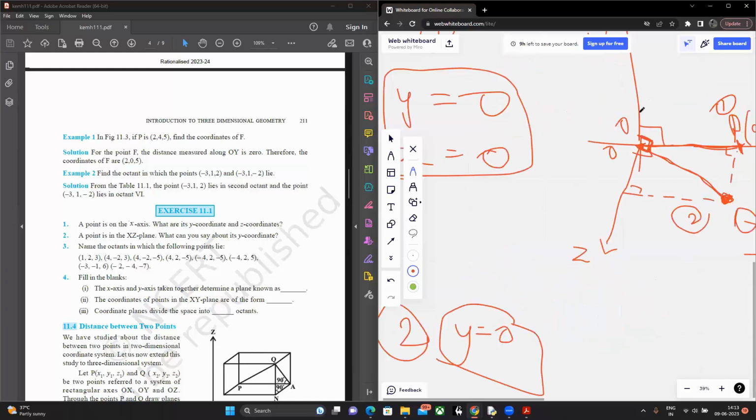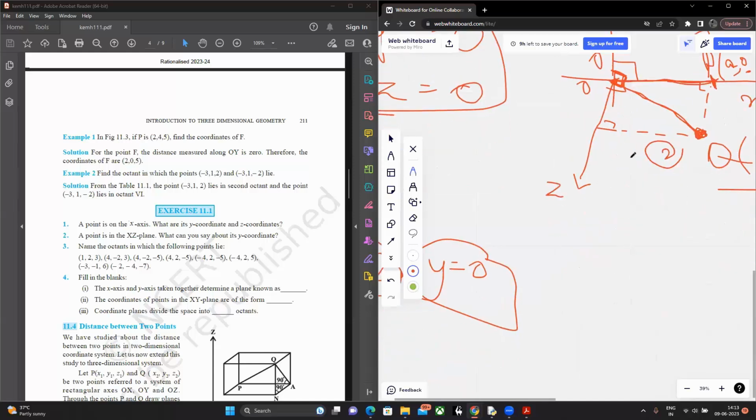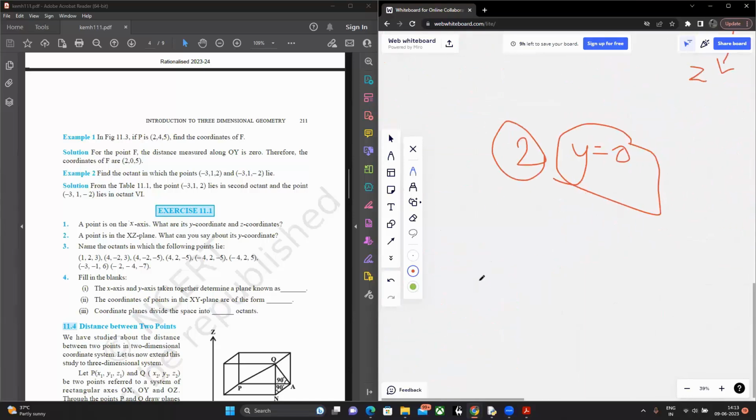Or if you want, you can just draw this kind of figure out where the perpendicular is going to intersect, and find out the coordinates of that point. With that, you get the y coordinate or the z coordinate or the x coordinate respectively, according to which axis you draw the perpendicular.